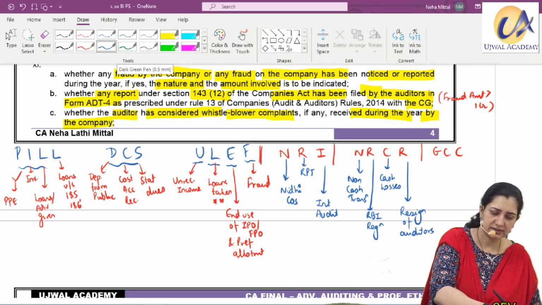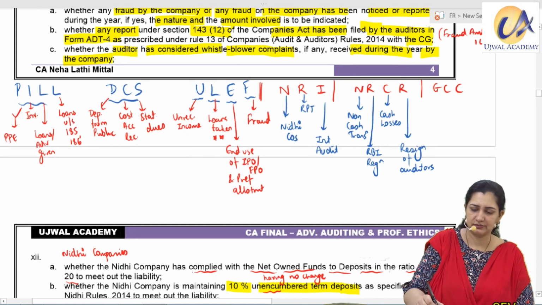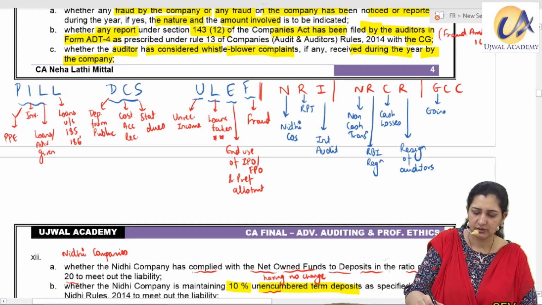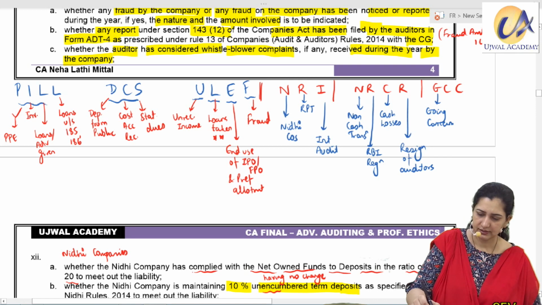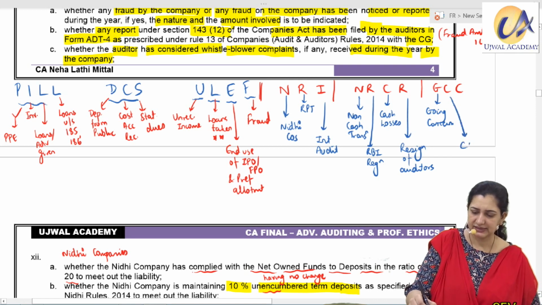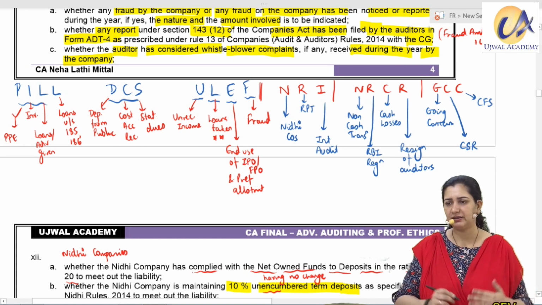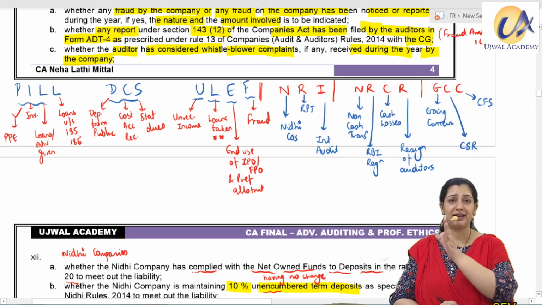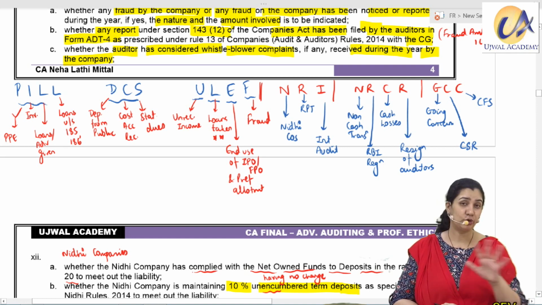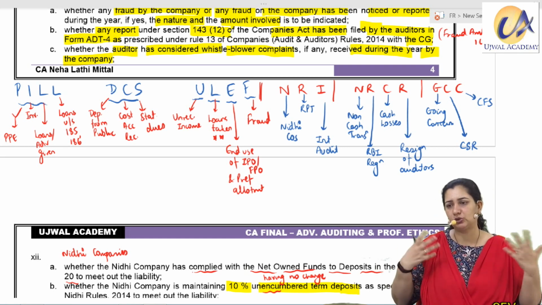And now we come to the last few points. Last 3 points. Going concern. Let me just write it here. Going concern. This C, CSR. And this point relates to CFS, Consolidated FS. So I'll explain the 3 points, but just to get this. PIL, DCS, ULEF, NRI, NRCR, GCC. I told you, it's a stupid, funny trick, I don't know what you call it. But the order is important, so you need to remember it in the same order.